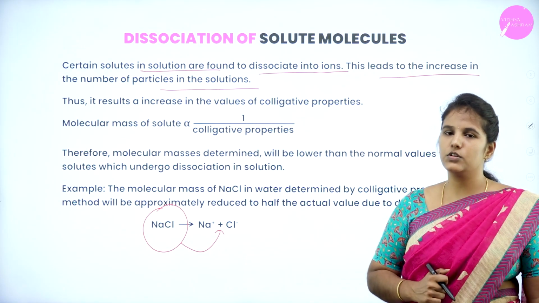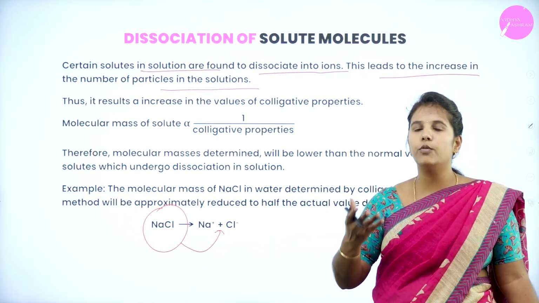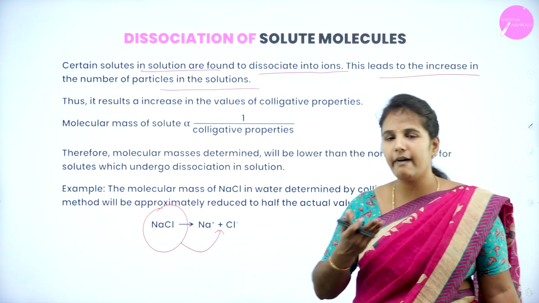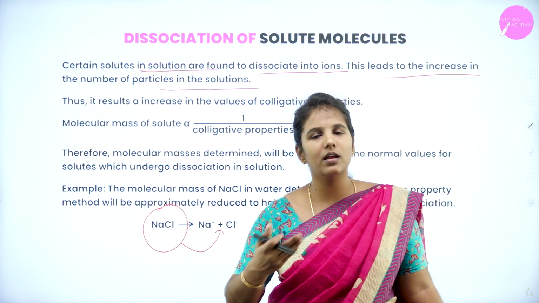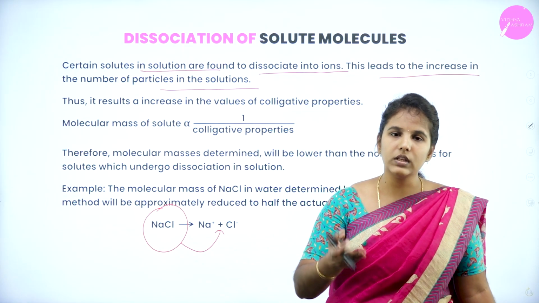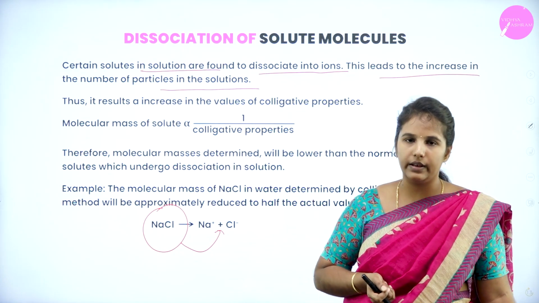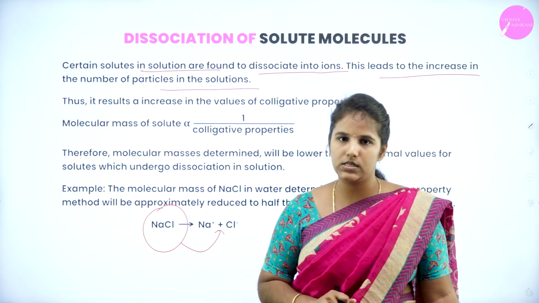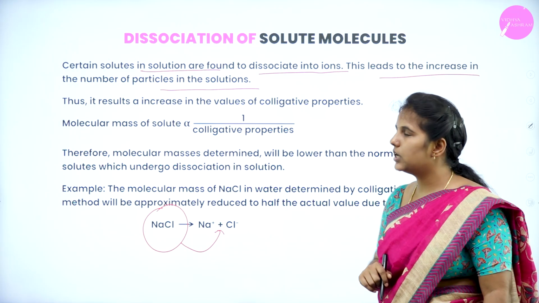So because of the dissociation, what will happen? The number of molecules, or the number of particles, will increase. If the number of particles increases, obviously the colligative property will be increased. So this is known as abnormal molar masses. Hope you all understood this topic.